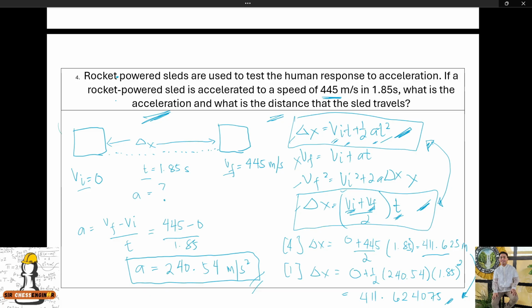So our answers are very close to each other: 411.625 and 411.624. The point is, with either of these two equations, you will end up with the same answer. All you have to do is pick whichever is easier, more preferable, less time consuming, effortless. From here, if I were to pick, it is quite easier for me to use equation 4. So that is another lesson that we learned from this problem.